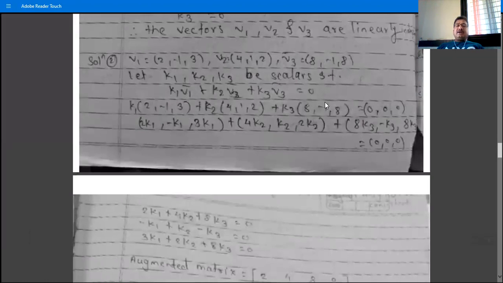And then apply the definition of scalar multiplication. We have this. Then apply the definition of addition. We have 2K1 plus 4K2 plus 8K3, comma, minus K1 plus K2 minus K3, and the third component 3K1 plus 2K2 plus 8K3, is equal to 0 0 0. Write that step. And then equating the LHS and RHS, we have 2K1 plus 4K2 plus 8K3 is equal to 0.